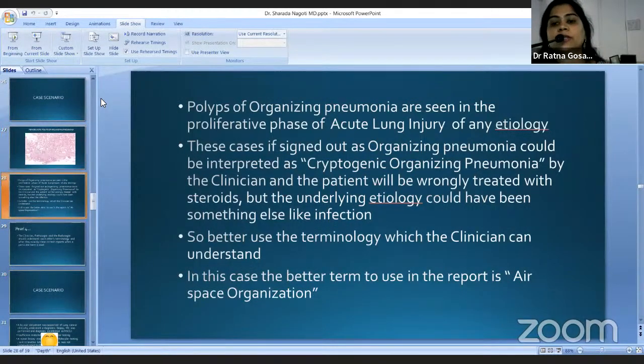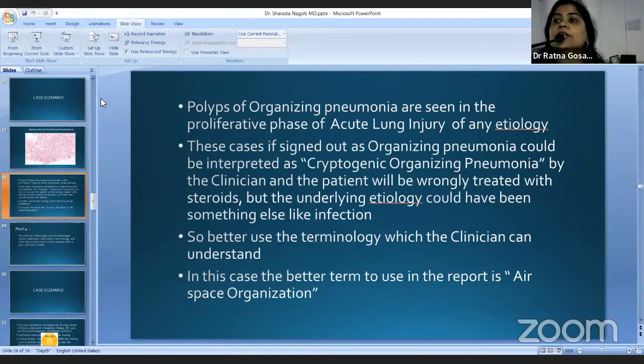So these polyps of organizing pneumonia are seen in the proliferative phase of acute lung injury of any etiology. So if the pathologist reports these cases as organizing pneumonia, some clinicians may think that it is a cryptogenic organizing pneumonia, for which the treatment is steroids. And the patient might be wrongly treated with steroids, but the underlying etiology could be something else, like an infection.